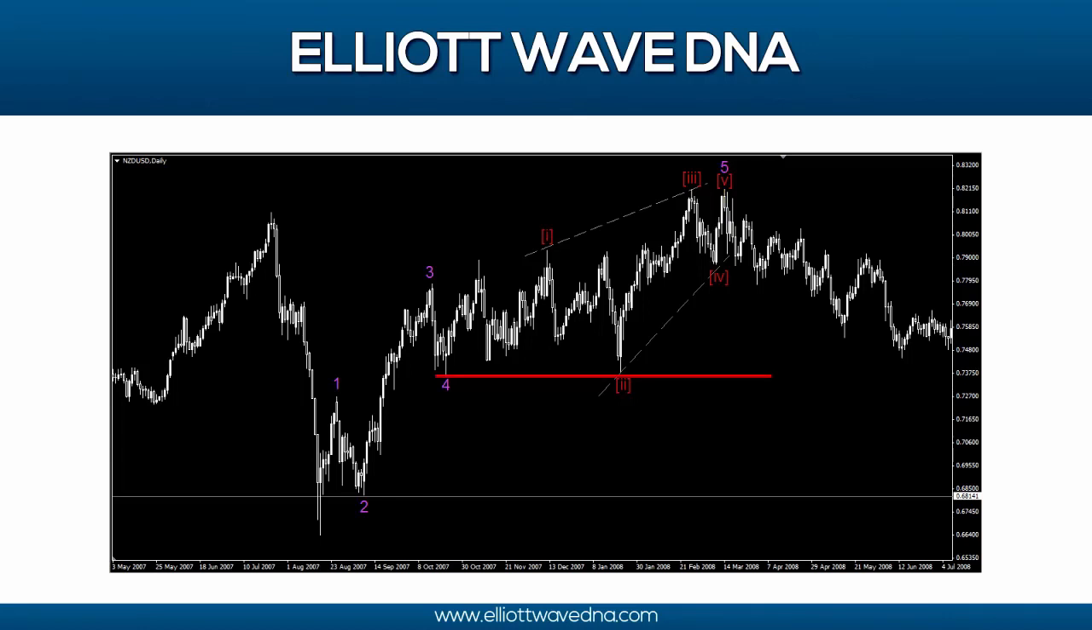Rule number 1, that wave 2 needs to hold above the starting point of wave 1, is true. After that, wave 3 cannot be the shortest wave, and wave 3 is longer than wave 1 and also wave 5. After that, we have the rule that wave 4 needs to hold above the ending point of wave 2, so this rule was also okay.